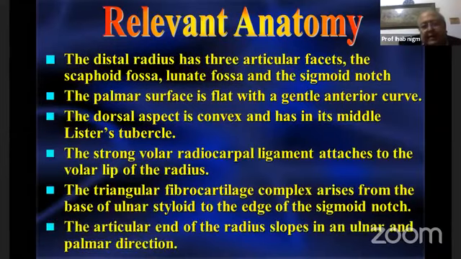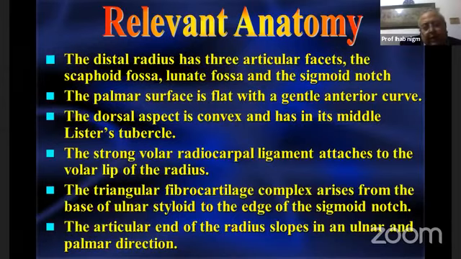The distal radius has three articular facets: the scaphoid fossa, lunate fossa, and the sigmoid notch. The palmar surface is flat with a gentle anterior curve. The dorsal aspect is convex and has in its middle Lister tubercle. The strong volar radiocarpal ligaments attach to the volar lip of the radius. The triangular fibrocartilage complex arises from the base of the ulnar styloid to the edge of the sigmoid notch. The articular end of the radius slopes in an ulnar and palmar direction.